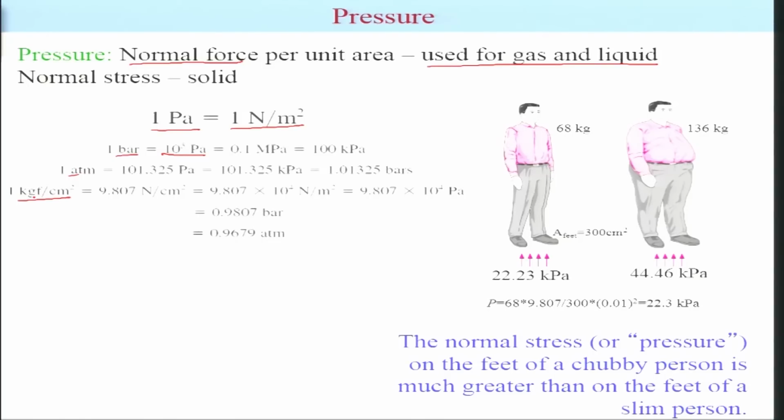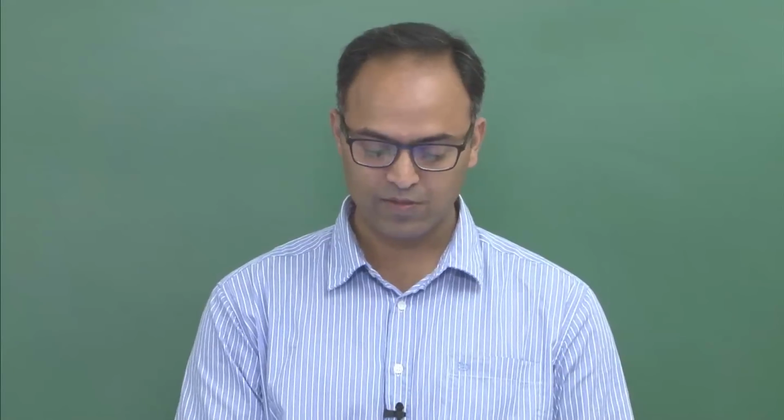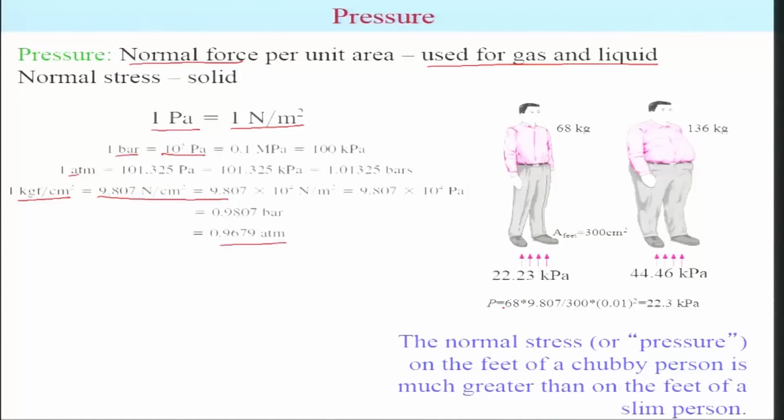Here, 1 kilogram force essentially means you have fixed the mass at 1 kg, and g is 9.807, and hence you have this specific value. You can clearly calculate the pressure acting on our feet by knowing simple relations here. So you have the weight, and you can clearly see based on this analysis that the pressure for this person acting here is around 22.23 kilopascal.